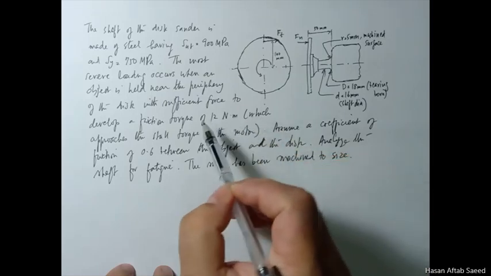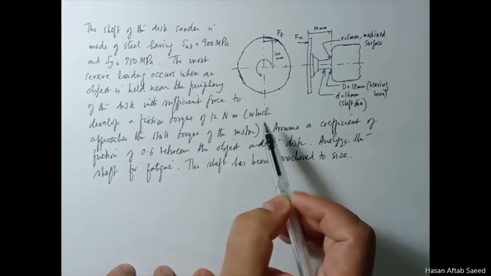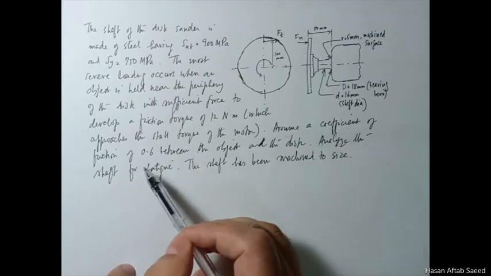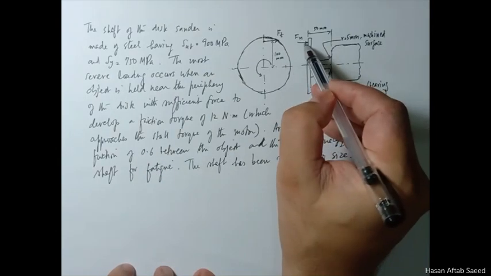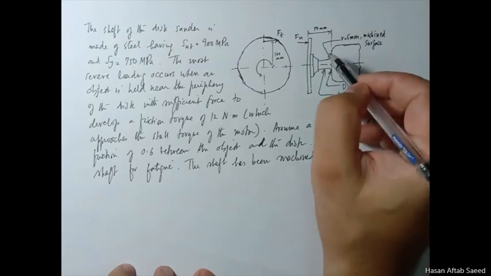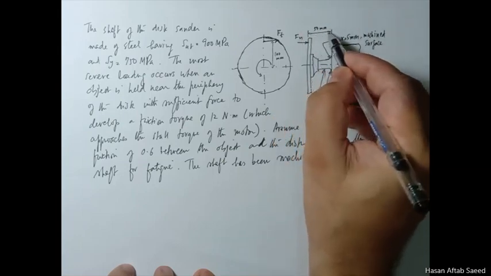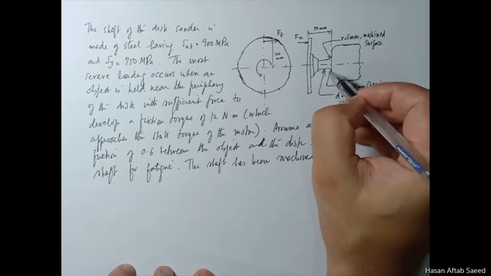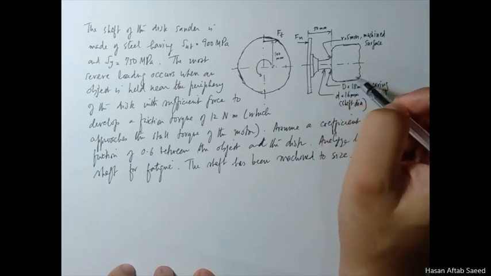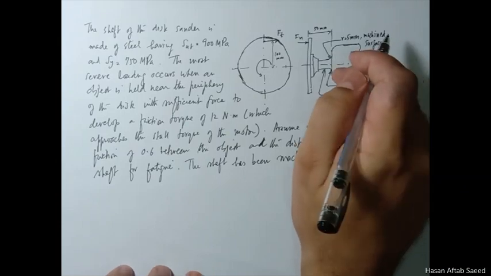This is the torque which approaches the stall torque of the motor. Stall torque is the torque at which the motor will stop. So you're approaching that, you won't stall the motor, but that is the maximum torque generated. Assume a coefficient of friction of 0.6 between the object and the disc. You have this coefficient given. Analyze the shaft for fatigue. If you apply forces here, there is a moment arm 50 mm here and 100 mm here, so there will be stresses here, and you have fillets here, so there will be stress concentration factors here also. The shaft has been machined to size, so your finishing has been given.